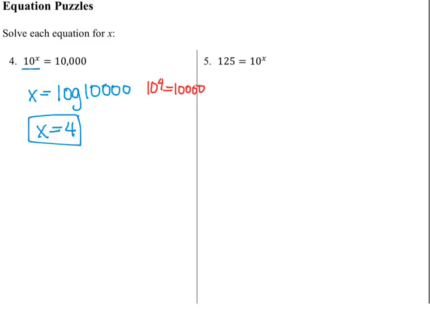We'll use the same process on number 5. I have the exponential piece isolated. So I'm going to write this in log form. X is equal to log of 125. And then I go ahead and put that into my calculator. And when I do that, I get x is equal to 2.907.